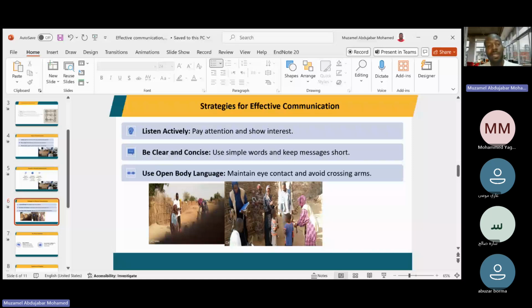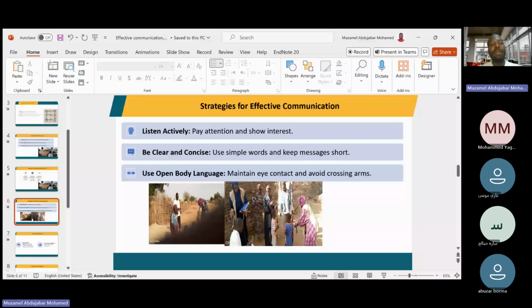As I mentioned, firstly, listen effectively, or be an active listener. Active listening means paying attention. When someone needs to talk, listen to them. Secondly, be clear and concise. Use specific and simple words, and also be concise.